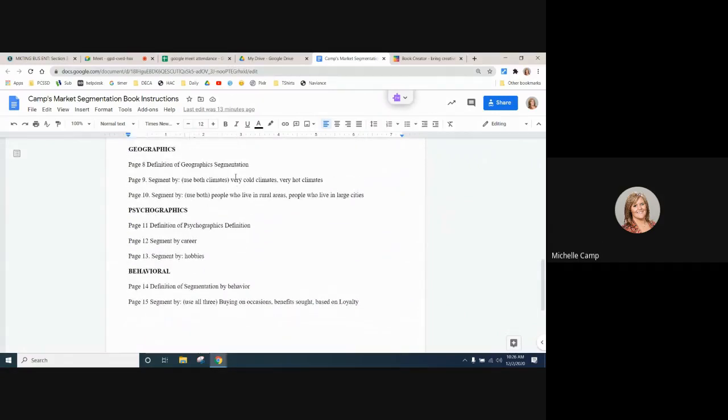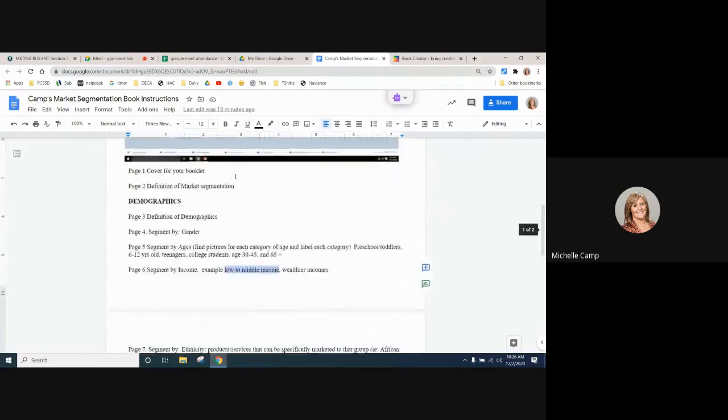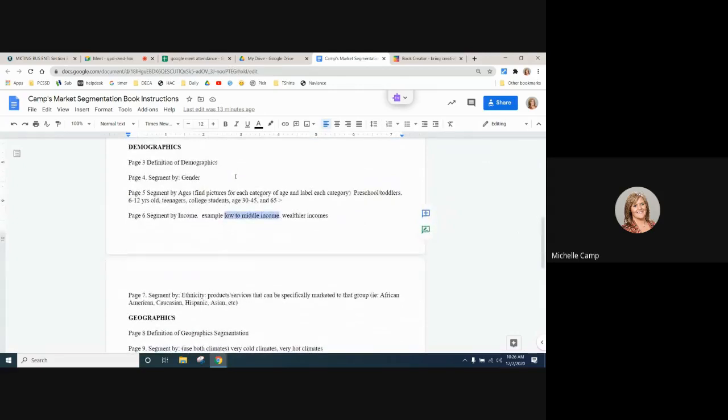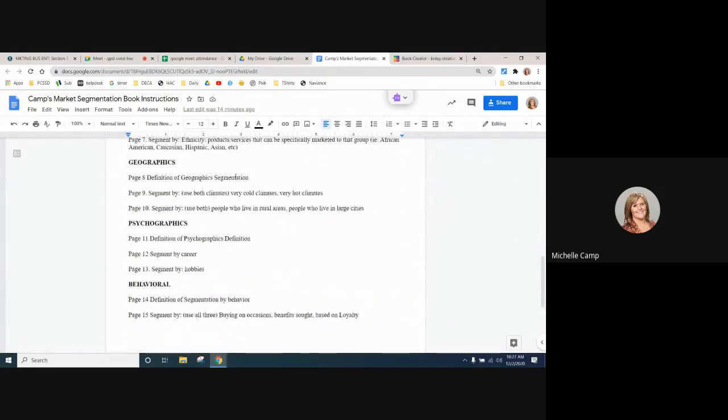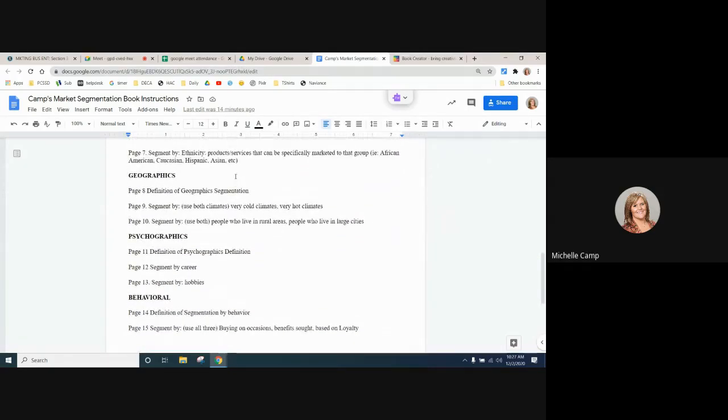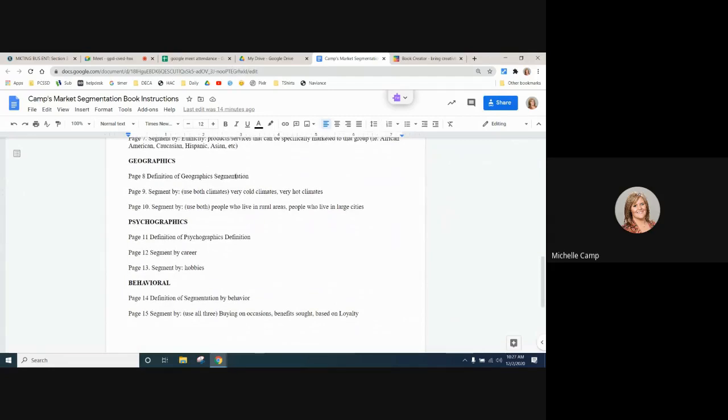Then we have geographic. So that finished up our demographics. So demographics are when we're looking at age, gender, ethnicity, and then income. For geographics, this is where we're going to be looking at based off of where people live. Okay. So we have climate, and then we have just like city type. Okay.